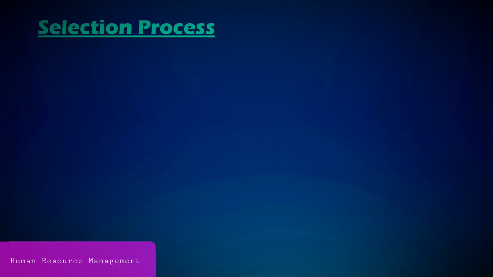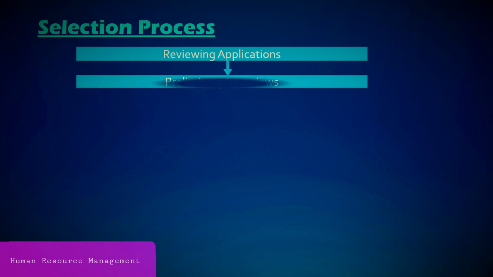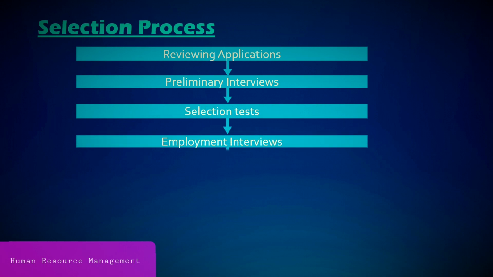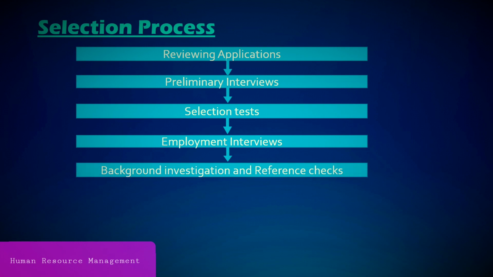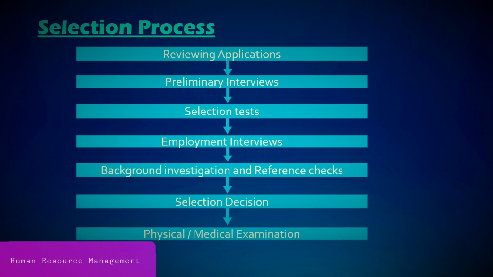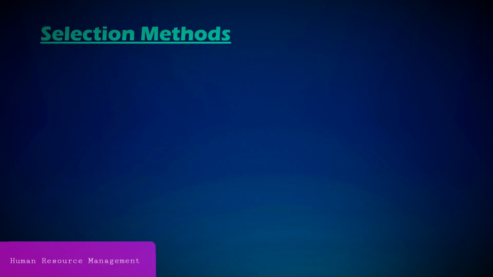Now I will mention the steps in the selection process. The first one is reviewing applications. The second one is conducting preliminary interviews, then selection tests. After that, employment interviews, then conducting background investigation and reference checks. Then the selection decision has to be made. After that, physical or medical examination has to be conducted, and finally the job will be offered to the selected candidate.